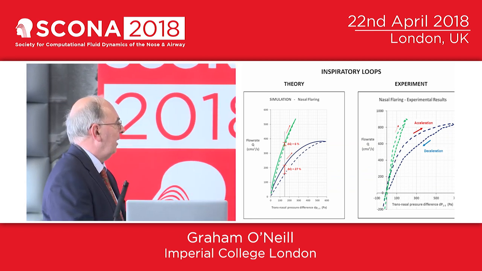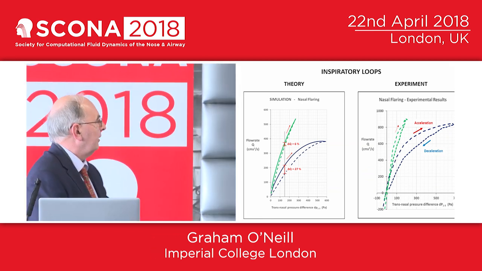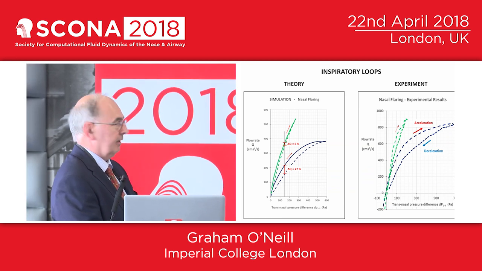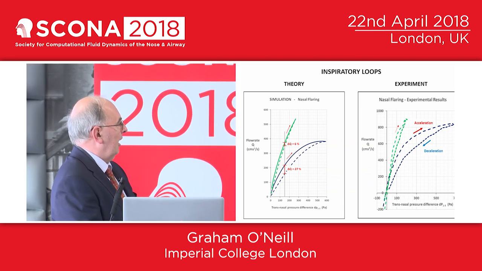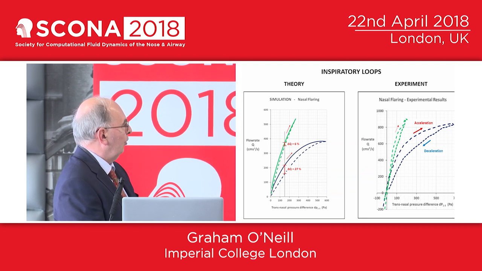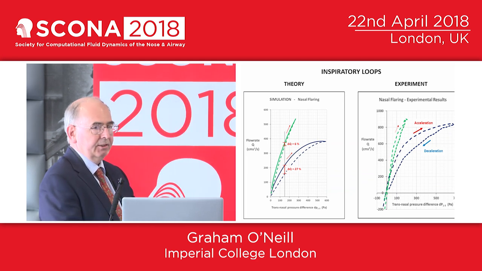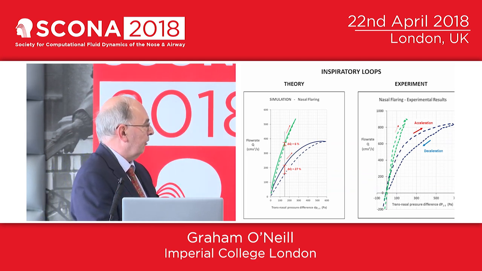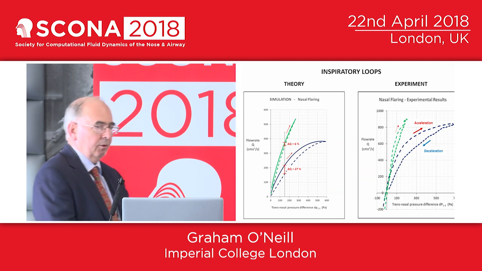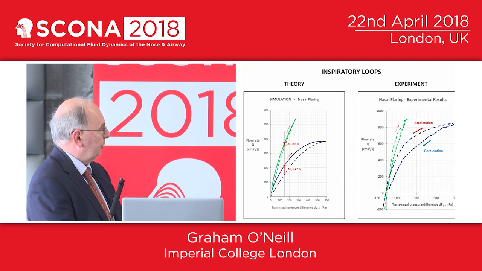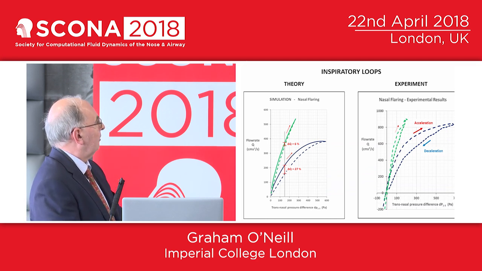Inspiratory loops. If you look on the right again, these are experimental results, and you can see that at high transnasal pressure differences, you get this large loop. That's the difference between the acceleration phase of inspiration and the deceleration phase. During nasal flaring, that loop is much reduced and the flow rate is much increased.